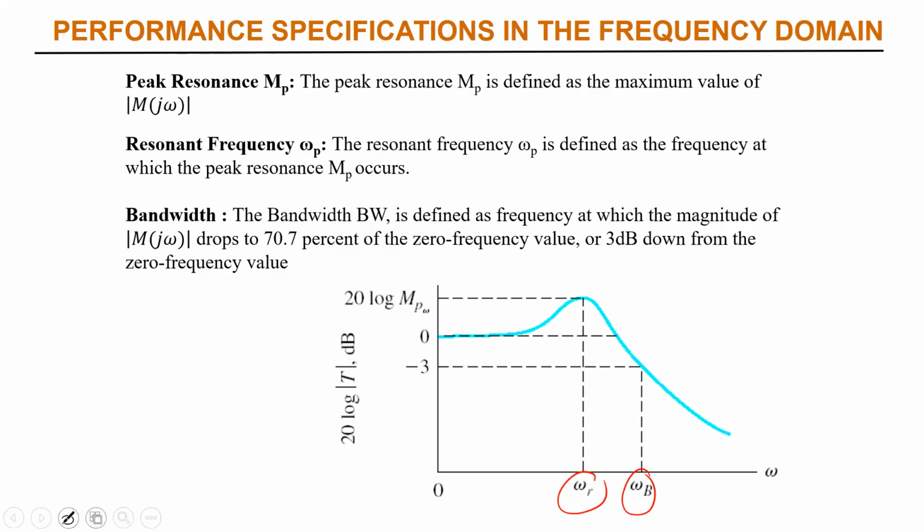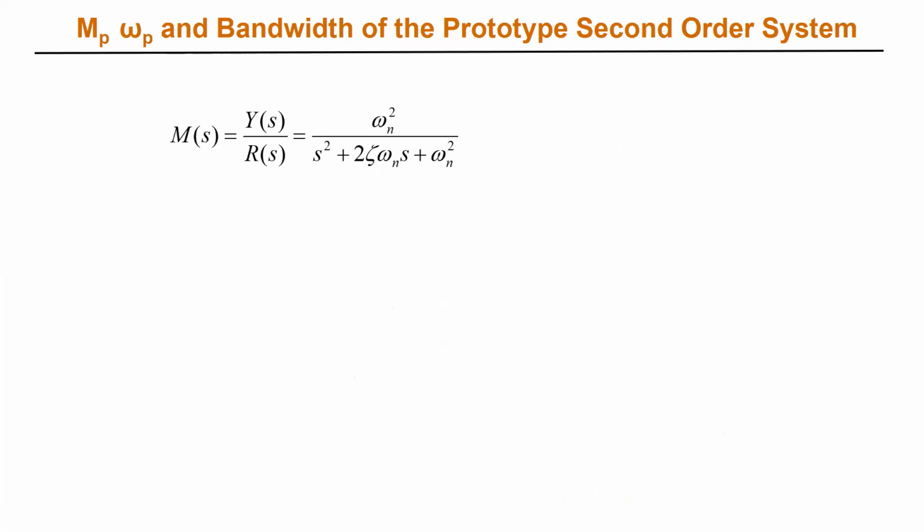Doctor, this magnitude sketch, is it for any values of zeta and omega n? Is it for a certain range of zeta, or is it arbitrary? No, this one is general. If you take it, it will look like this.